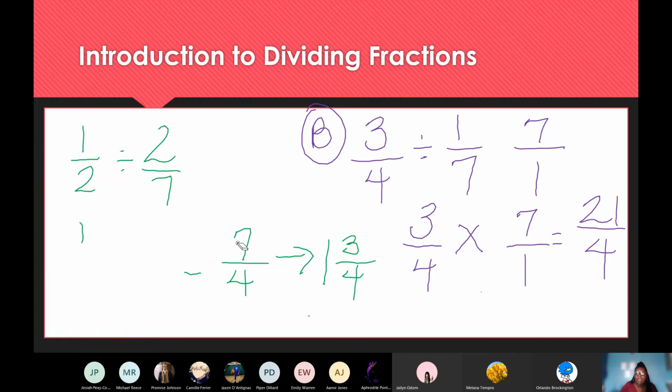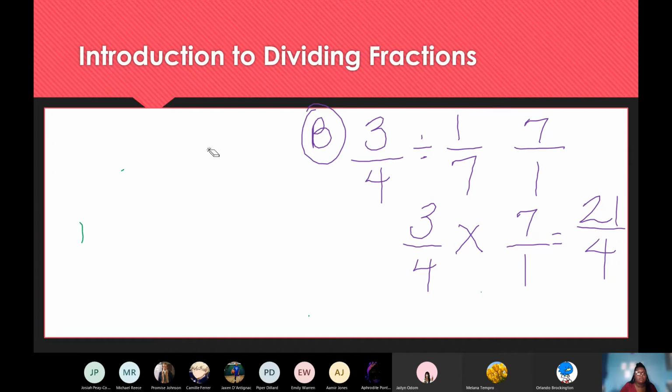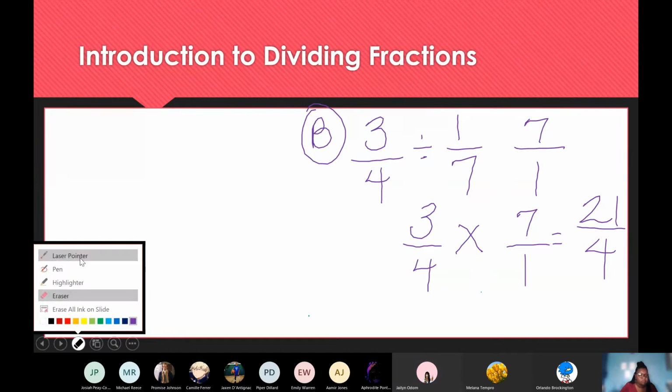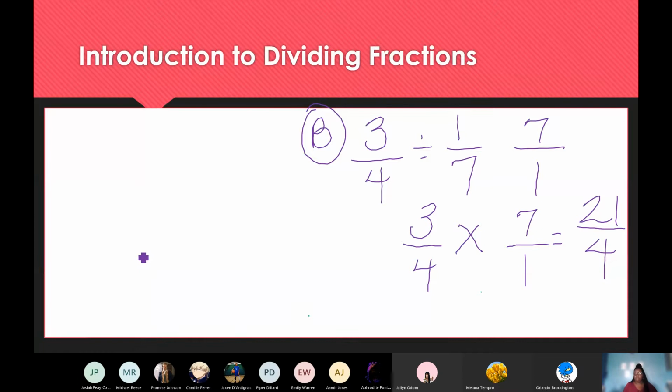Okay, so now, am I done? No. What must I do last or next? Simplify the fraction. Yep, I can simplify this, but this is an improper fraction, so I need to change it to a mixed number. So let's change this to a mixed number, and this is just going to happen by us doing some long division.